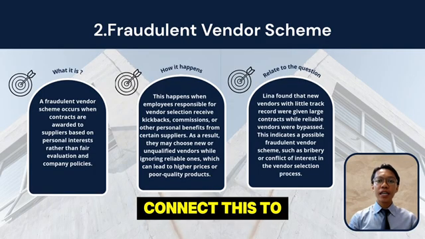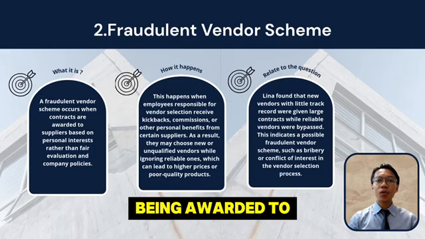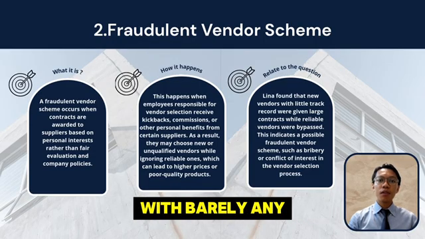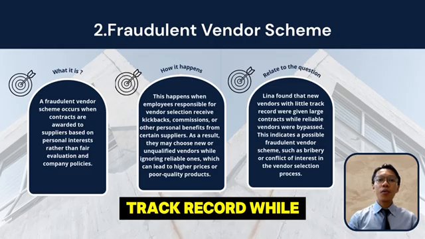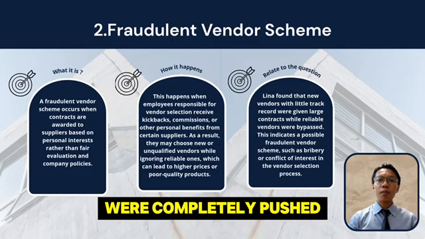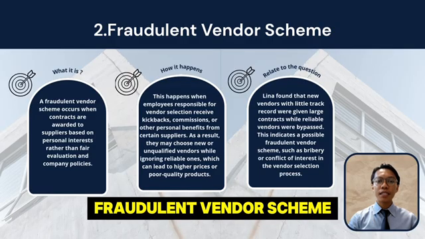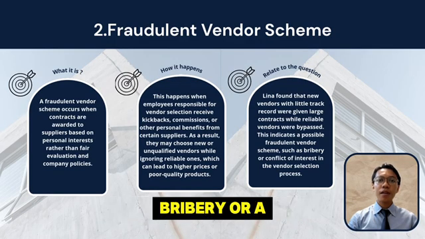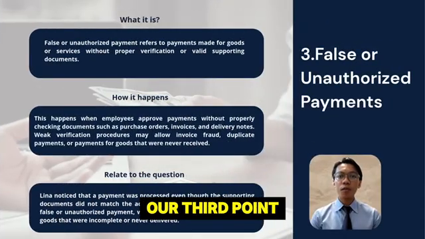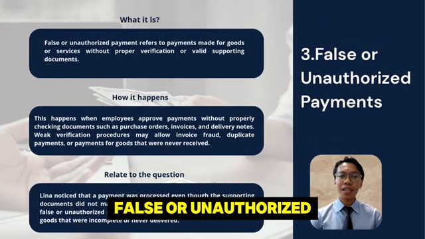Now, if we connect this to our case study, Lina found some pretty clear red flags. She noticed that massive contracts were easily being awarded to brand new vendors with barely any track record, while our trusted long-term suppliers were completely pushed aside. This strongly points toward a potential fraudulent vendor scheme, most likely involving bribery or a serious conflict of interest in the procurement. Moving on to our third point, let's talk about false or unauthorized payment.